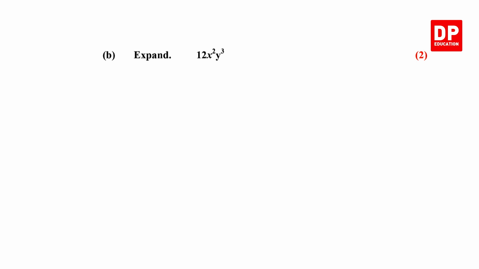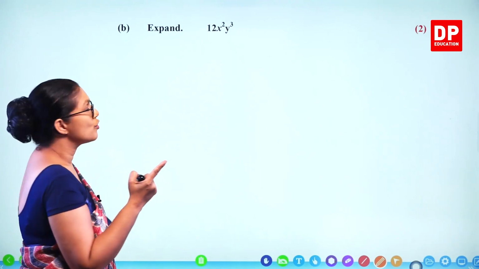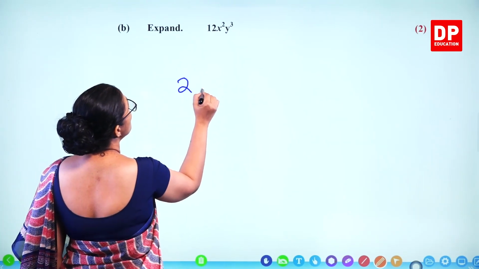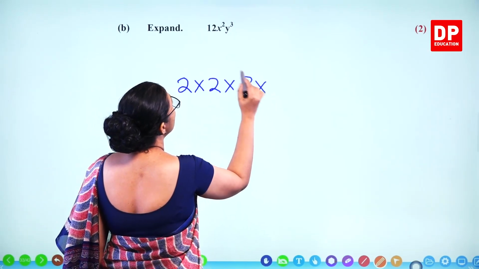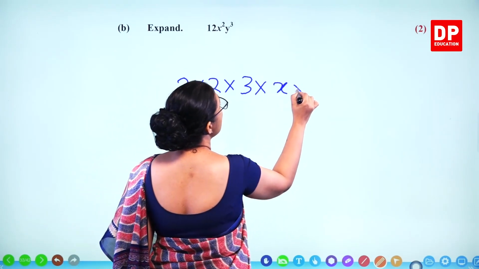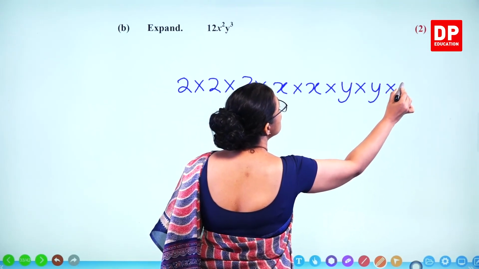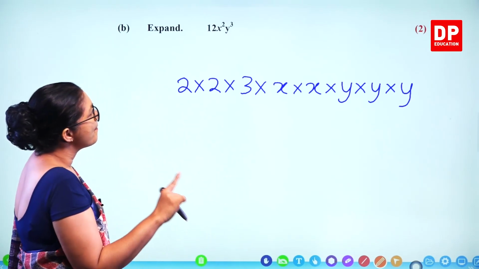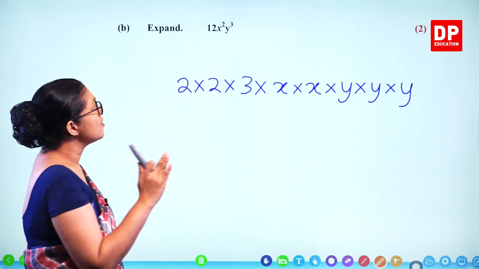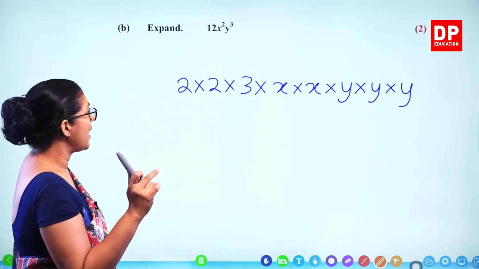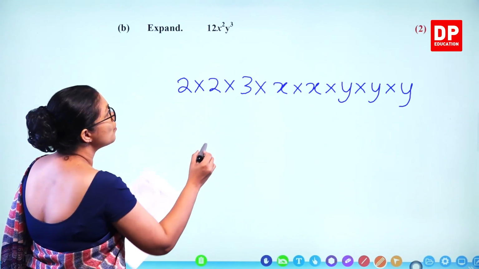Part B, expand 12. How can you write 12? So you can write 2 times 2, 4. 4 times 3, 12. Then x squared, that means x and x. Y cube means y, 3 times you can write. So we can expand like this, or you can just write 12 as a constant, only x twice and y 3 times you can write. So you get 2 marks.